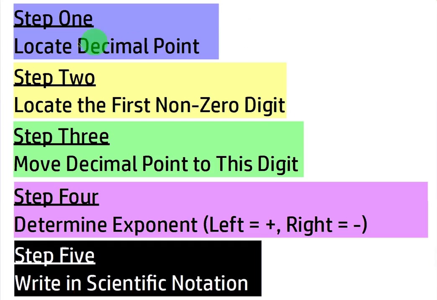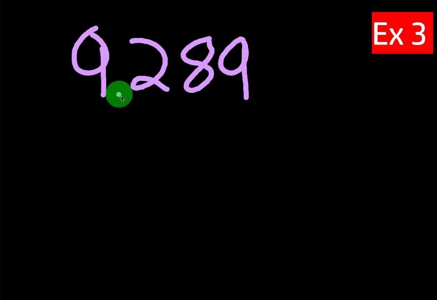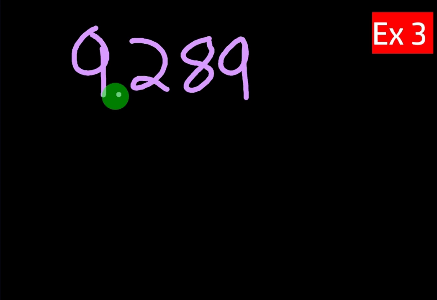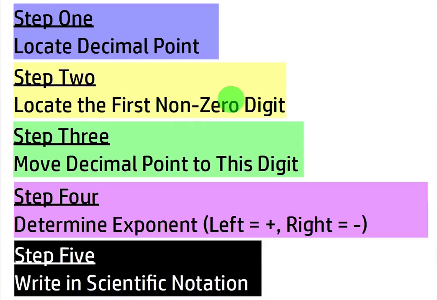First, we're going to locate the decimal point. This one has a decimal already in the number. It's right here. So it's 9.289. There's your decimal. Pretty simple. Next, you're going to locate the first non-zero digit, which would be 9. First number that comes up. Pretty simple. Okay, then you're going to move the decimal just to the right of this digit.